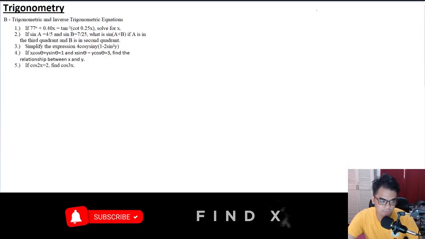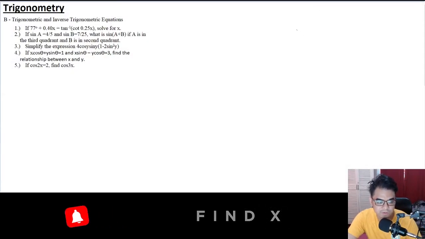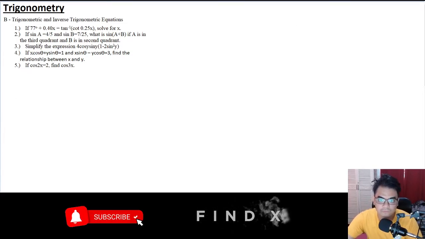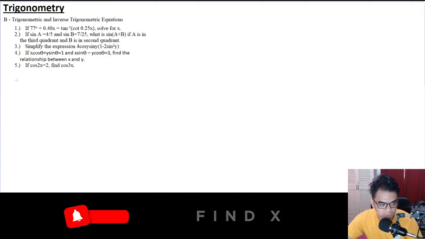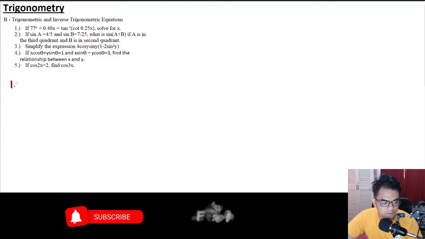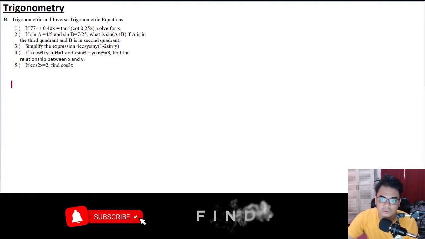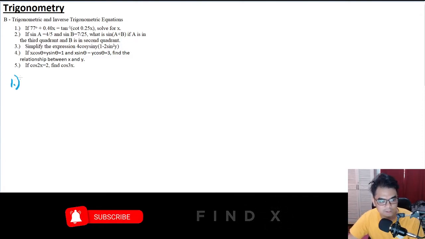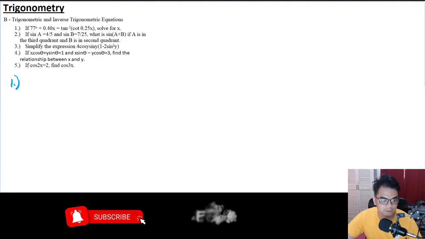Okay, so we got our second topic, which is the trigonometric and inverse trigonometric equation. So let's get to our first problem. Let me change the color of the font that I'll be using. Okay, so for number one, we got an equation actually.